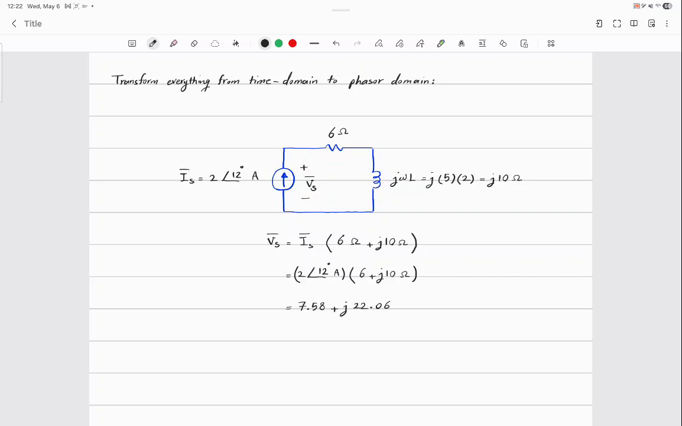Okay, that is the V_s that you're after. Does the position of the j matter? No. You can either put it after the number or before. I'm used to putting it before, but many of the engineering texts put it after.